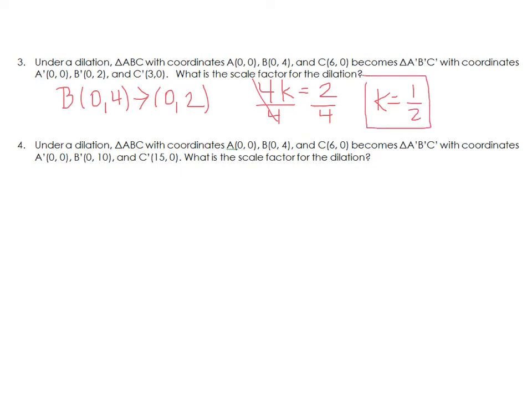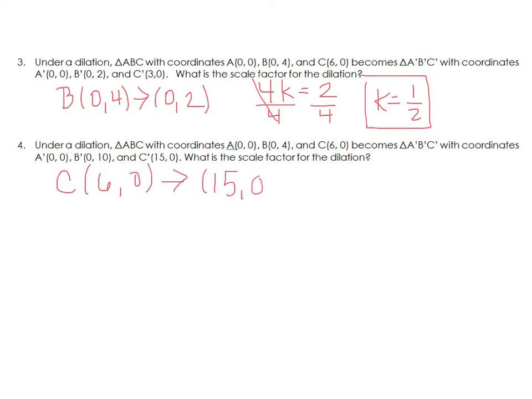Okay. Now, if we look at the next example, we are starting with the same preimage, ABC, same coordinates, and now for A prime, B prime, C prime, we've got (0, 0) for A prime, B prime is (0, 10), and C prime is (15, 0). Again, when comparing, I'm not going to look at A because there's no difference in A, but we'll use C this time. C was (6, 0), and now it's (15, 0).